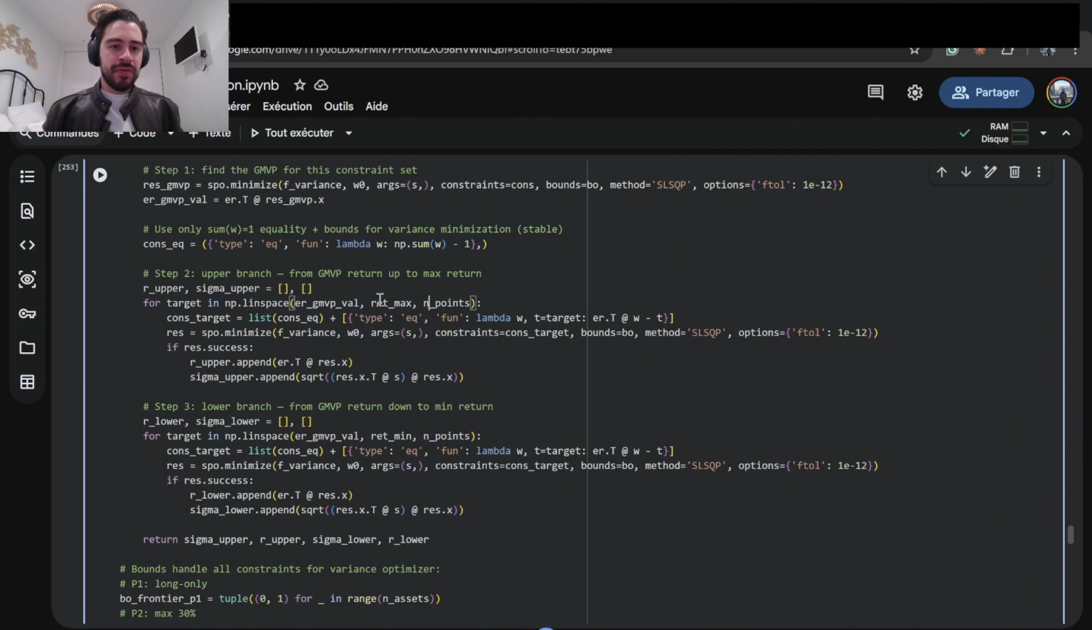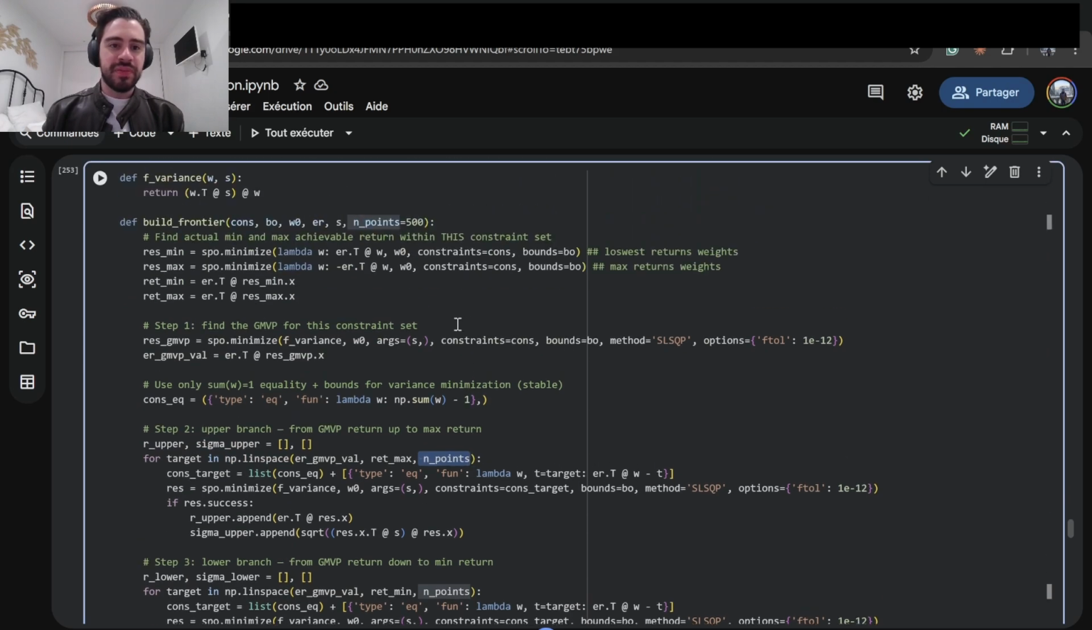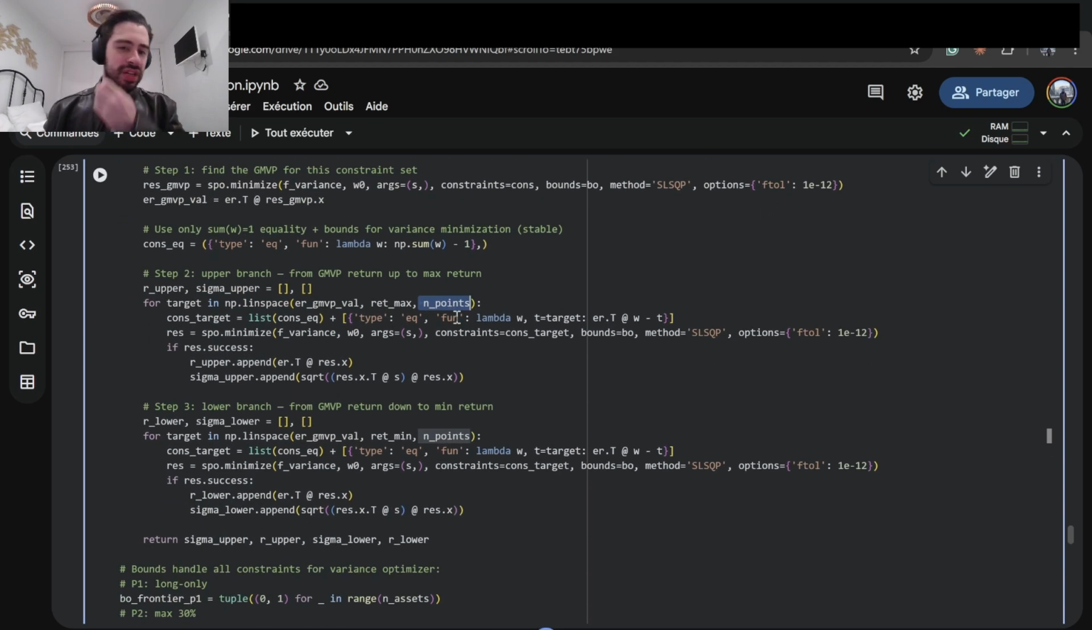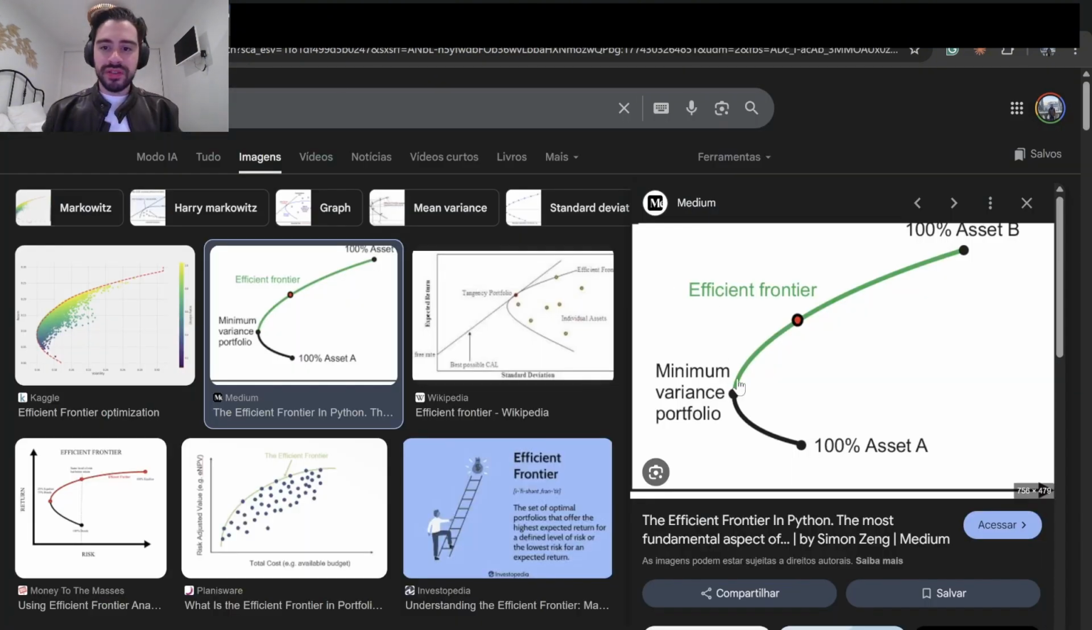And well, here is where I start to get the real data. And this is something important because I'm dividing it into two, R upper and R lower. What is this function doing here? I have a certain number of points. I define here the number of points as 500. So in that curve, I'm gonna draw 500 points. I'm gonna first draw the upper part. What is the upper part? It's this green part here. And so I'm gonna start from the minimum variance portfolio until the maximum return, and I'm gonna put 500 points, until I make the curve.